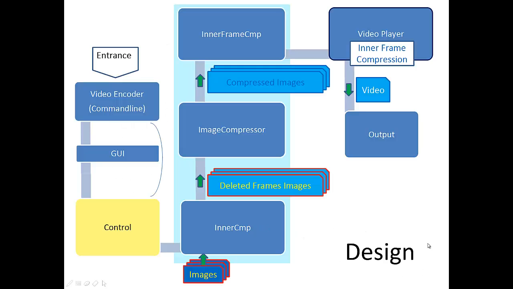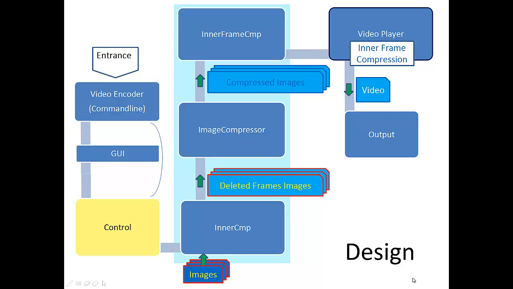Next, I will talk about the design of our project. As you can see, the video encoder class is the entrance of the whole project. From here, you can either use the command line to go to the control part, or you can go to the GUI, and from the GUI you can also use the control pad to control the whole background process.